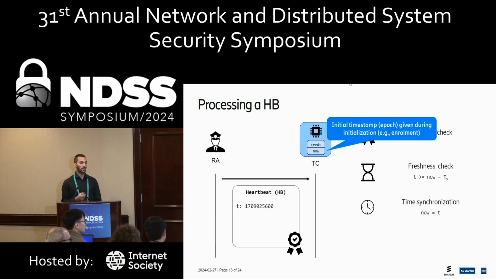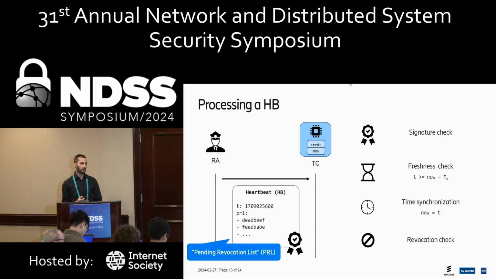But they are also used, and of course, this also implies that there is an initial value in the trusted component, an initial timestamp, because we don't have a trusted time source. This is given during initialization, which, for example, can be when the vehicle enrolls in the network. After that, the value is updated via the heartbeats. And the second purpose of these messages is to do revocation. So these messages contain a list of credentials to be revoked. And basically, the trusted component will just check if any of its credentials are in this list. If so, revocation will occur.